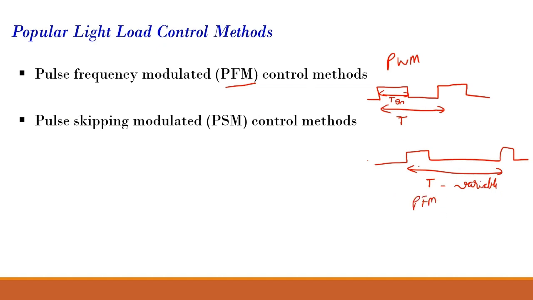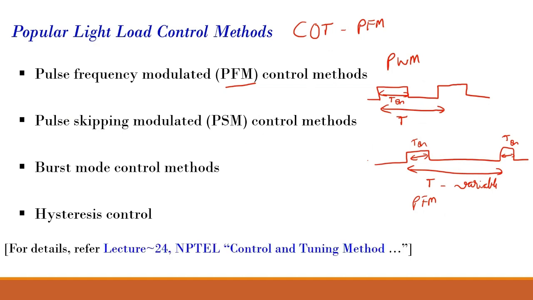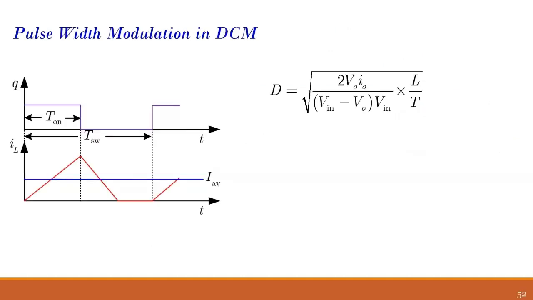Your on time can be fixed, but your T is variable. So this is pulse frequency modulation. Constant on time control is a type of pulse frequency modulation technique. There is pulse skipping modulation also, and burst mode also, and hysteresis control also. These are various control techniques.